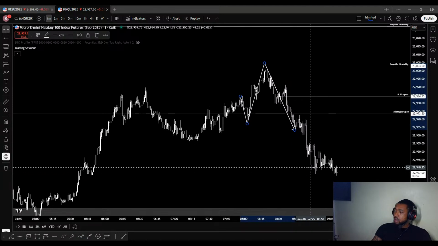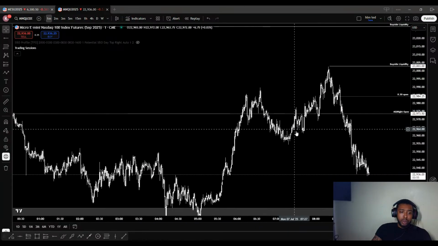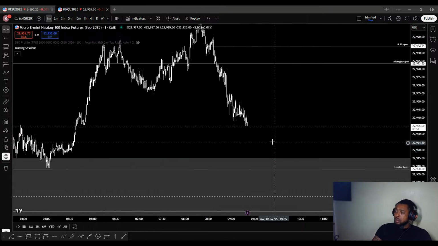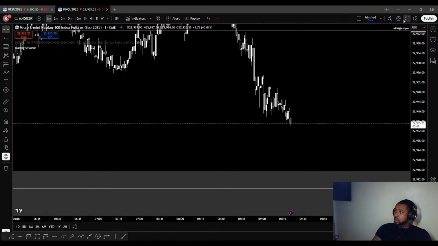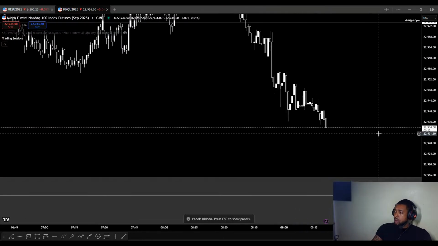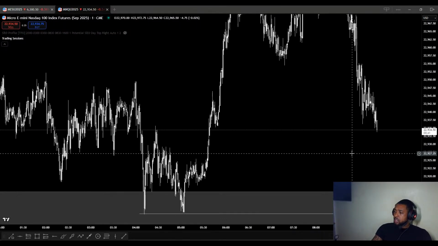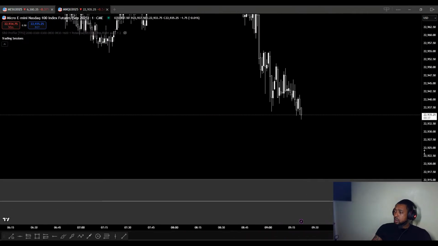Displace lower displacement, and we get a sweep above. So I'm actually trying to see if I could use that to come into this area right here. So hopefully market open, it can just push us down deep into here and sweep out London lows.